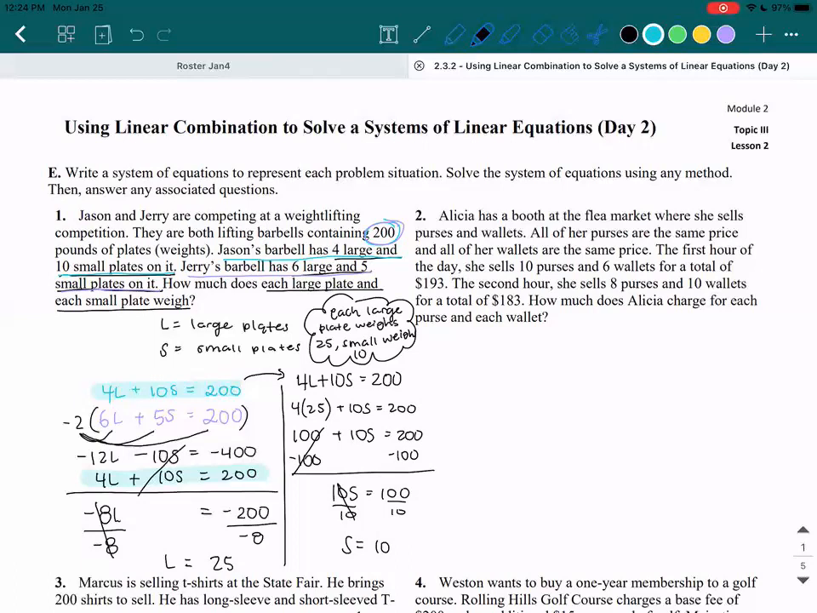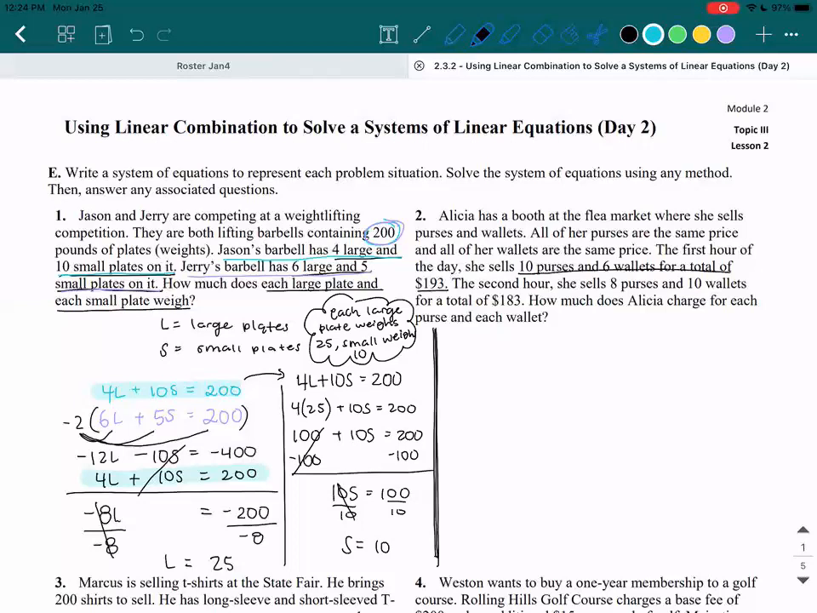All right. Hopefully you guys have a little bit more luck with your spacing. I will write smaller for number 2. I am sorry. Okay, if you have any questions, please let me know. But if not, let's try number 2. Number 2 says, Alicia has a booth at the flea market where she sells purses and wallets. All of her purses are the same price, and all of her wallets are the same price. The first hour of the day, she sells 10 purses and 6 wallets for a total of $192.